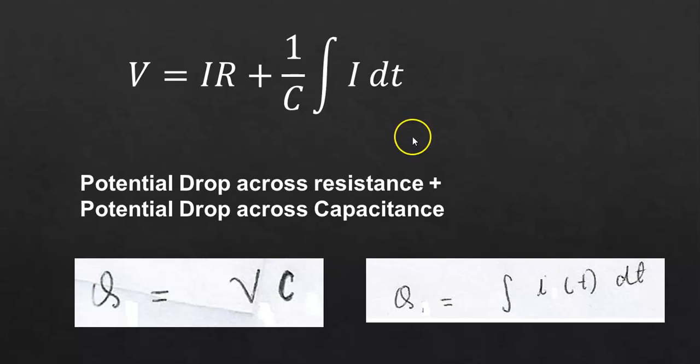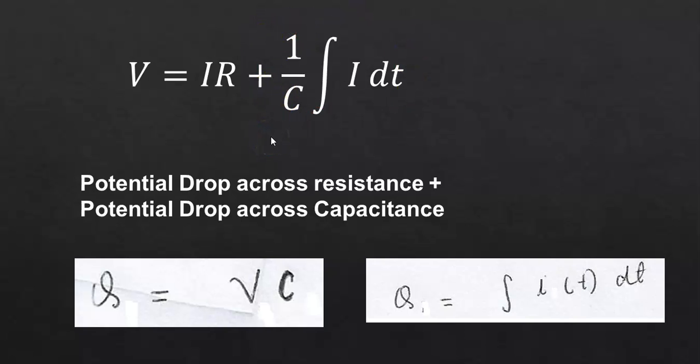Now we know that the total potential drop is equal to the potential drop across resistance plus the potential drop across capacitance. The potential drop across capacitance can be found from this formula. Q is equal to C times Vc, and Q is also equal to the integral of I dt. So the potential drop across capacitance will be 1 by C times the integral of I dt.